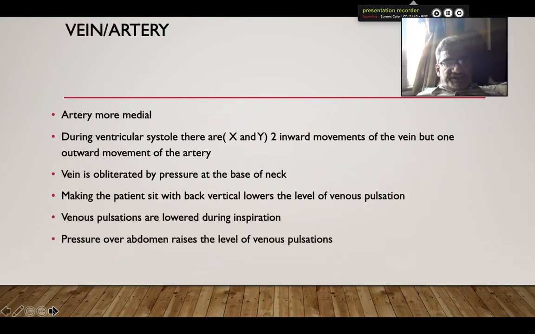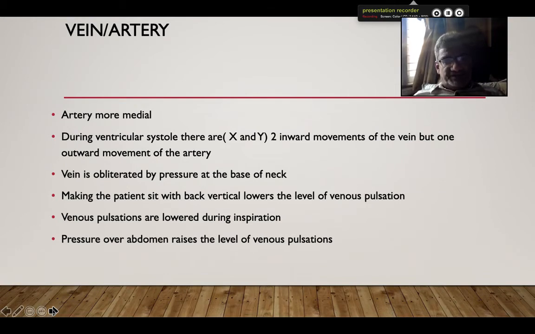An important question in the exams is how to differentiate a vein from the artery. The artery is more medial. The venous pulsations are two negative descents, the X and Y descents. You almost don't see any positive movements in the venous pulsations, but in the case of the artery, you see one single outward movement. So multiple pulsations, especially two negative or inward movements, distinguish the vein from the artery.